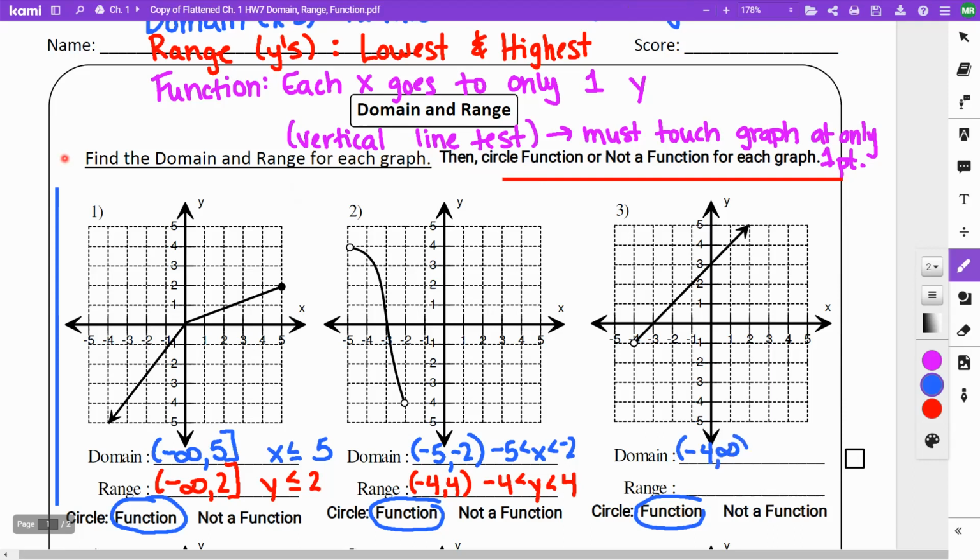Infinity is also an open bracket because you never reach infinity. And if I'm writing it as an inequality, I'm going to say x is greater than, strictly greater than, -4.